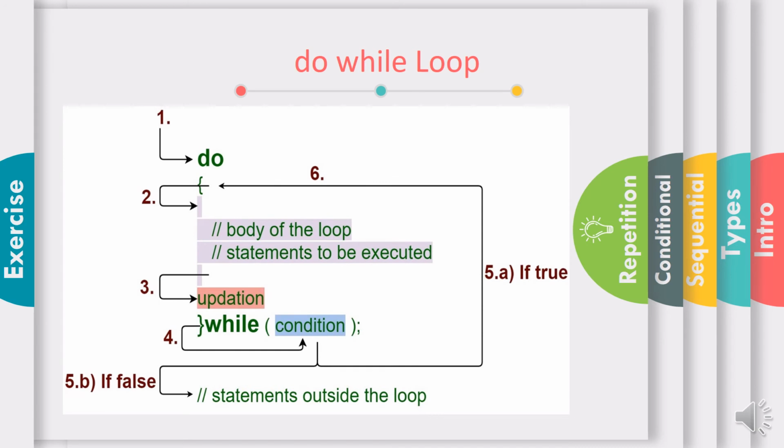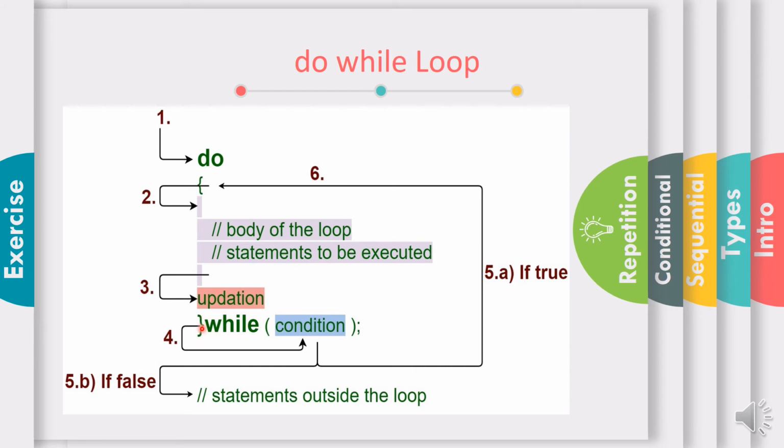Okay, again this is the step by step execution of the do while loop. With this you will be understanding it in a much clearer way. Number one, it will check for the reserved word do. After that, it will execute the body of the loop, whatever the statements are written, and in the body of the loop we mention the updation to update the variable, like i++. Then we will close the body.